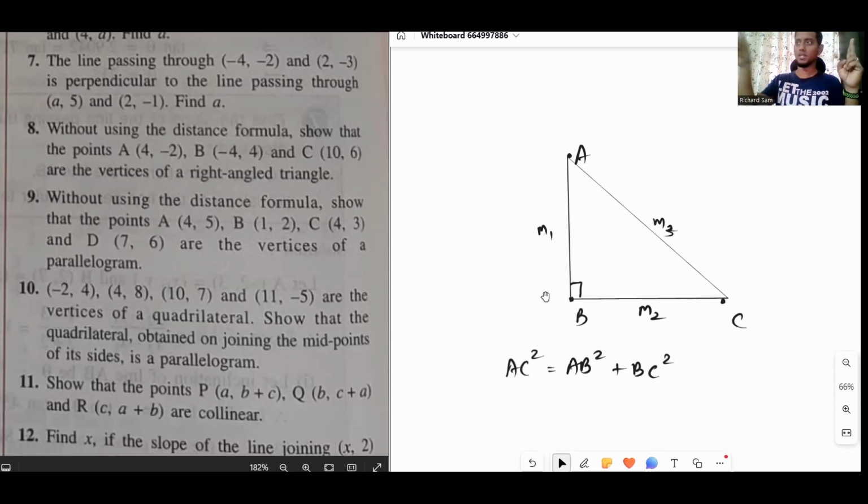Square root of what? x2 minus x1 whole square plus y2 minus y1 whole square. So like that we can find the distance of all the three sides, put in the formula and prove it. But that also we are not supposed to do because they said in the question what? Without using distance. So the third method is how? Using the perpendicular sides. We don't know which two sides are perpendicular, so we try all the three and see which one is perpendicular.